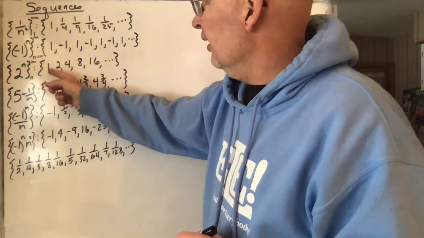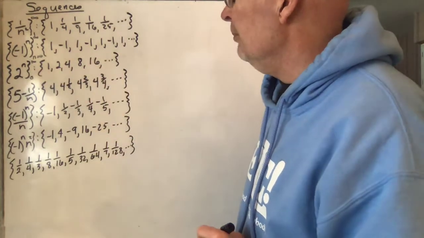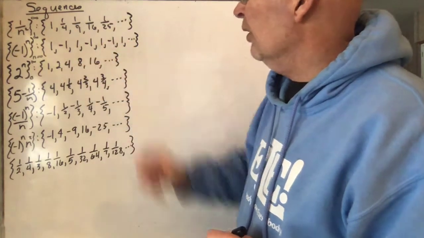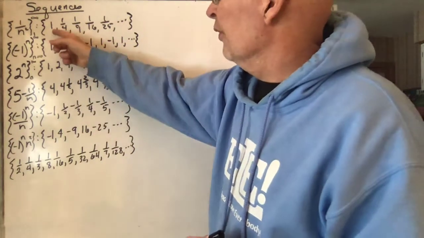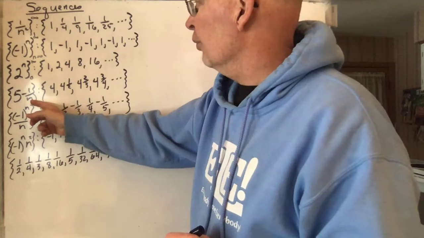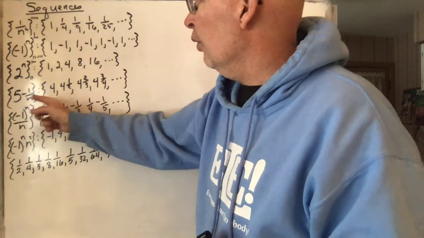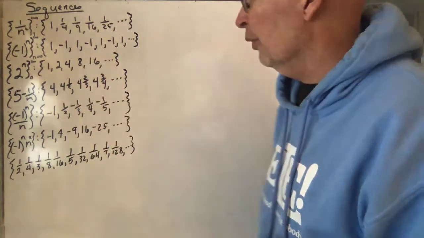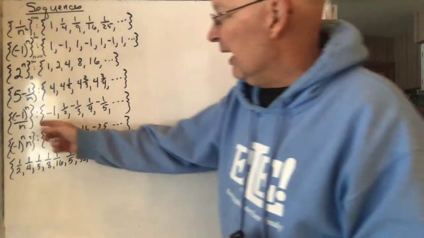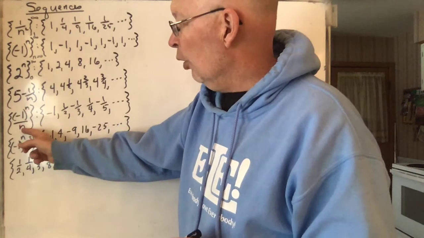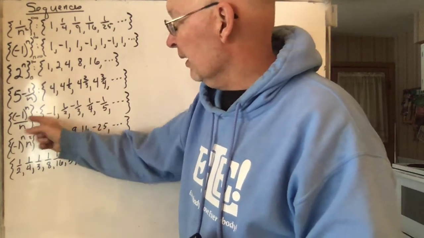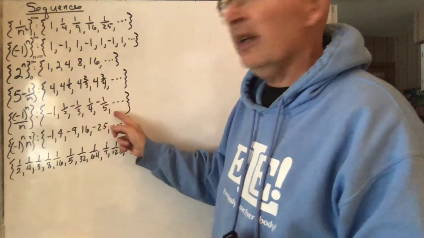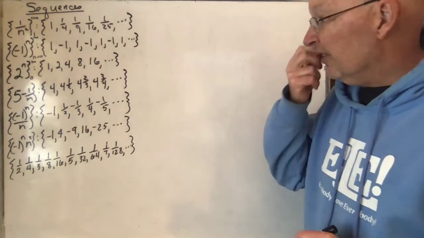So here's 2 to the n: 1, 2, 4, 8, 16. This is negative 1 to the n, so that alternates between 1 and negative 1 over and over again. This is 1 over n squared. Here's 5 minus 1 over n. So 5 minus 1 is 4. 5 minus a half is 4 and a half. 4 and 2/3, 4 and 3/4, and so on. Here I have negative 1 to the n over n. So two things are happening. The values are getting smaller and smaller in size, and they're also alternating in sign. See that? So that's that one.